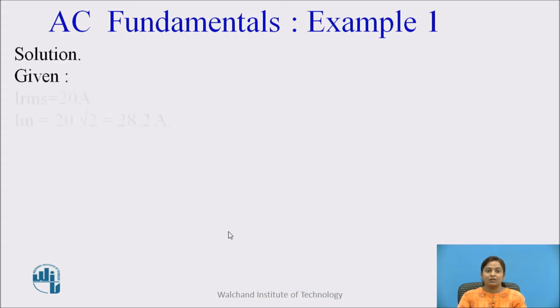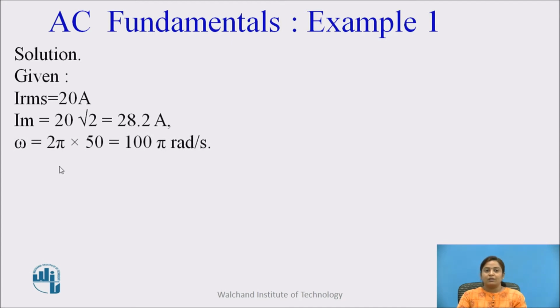See what is given here. In this example, first the RMS value of that current is given, which is 20 ampere. From this RMS value, we can calculate the peak value of that current. What is the relation between RMS value and peak value? Peak value is equal to RMS value into root 2. So putting the value here, we get the peak value of that current as 28.2 ampere. Then the frequency is given, omega is equal to 2 pi f, here the f value is 50, so it is 100 pi radians per second.